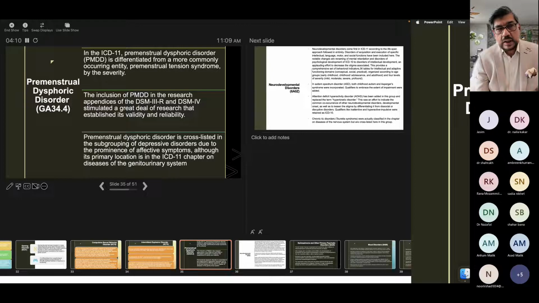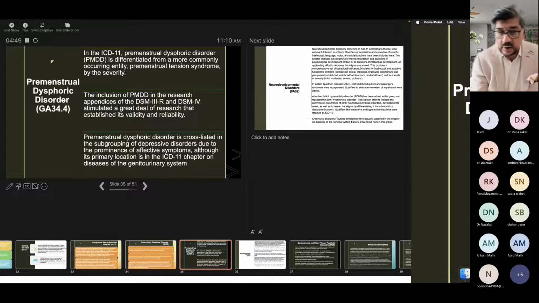So, premenstrual dysphoric disorder, GA34.4. The ICD-11 premenstrual dysphoric disorder, PMDD, was previously called PMS, premenstrual syndrome. Now it is PMDD, differentiated from the more commonly occurring entity, premenstrual tension syndrome, by severity. The inclusion of PMDD in the research appendices of the DSM-3R and DSM-4 stimulated a great deal of research that established its validity and reliability.